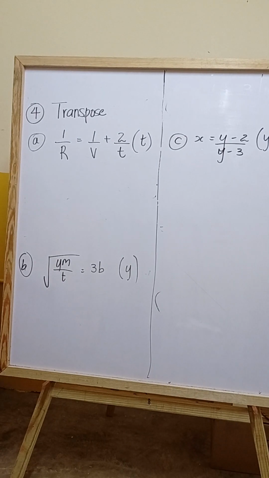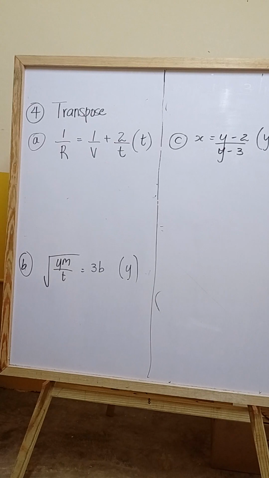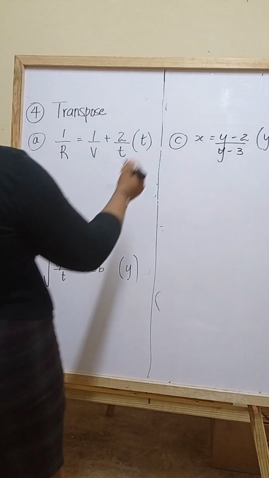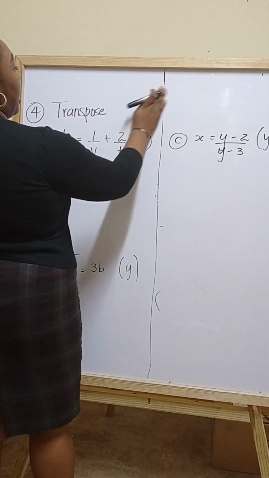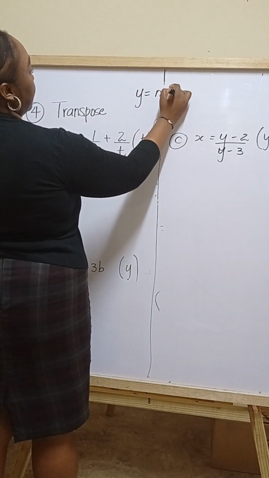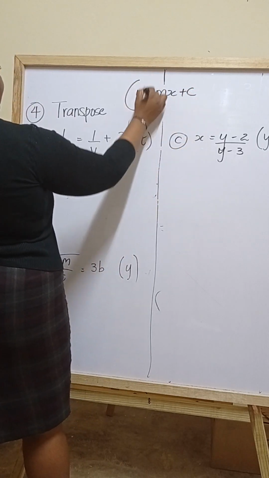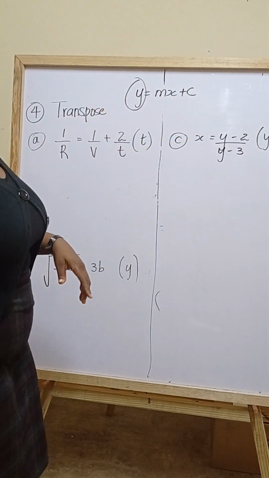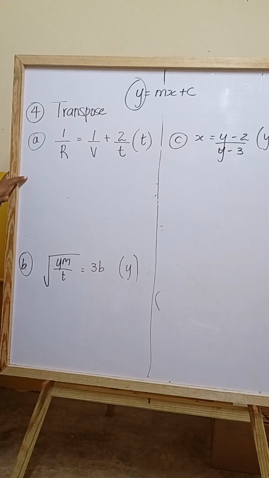Alright, now we are looking at transposition number 4. I'm just looking at 3 of the questions. Part A says you are to transpose for T. So what's in the bracket, you should make the subject. So remember, transposition involves changing the subject of the formula or the equation. If we have a formula, y equals mx plus c, then y is the subject of the formula because it is the variable on one side of the equation by itself.